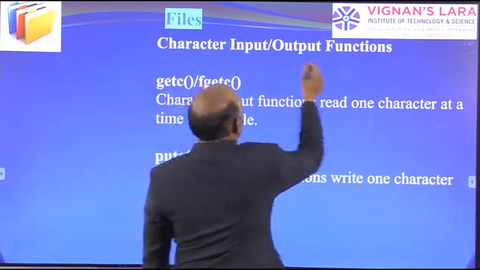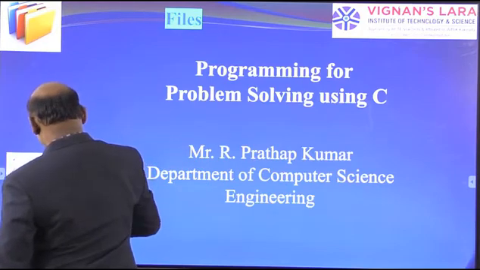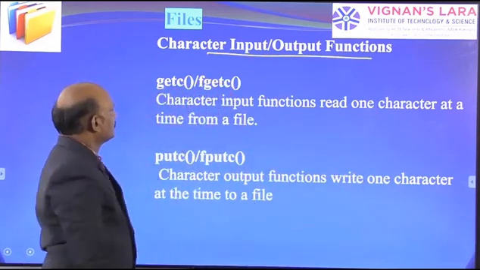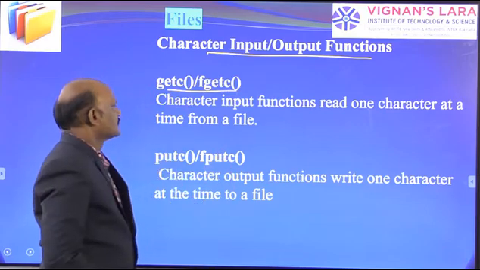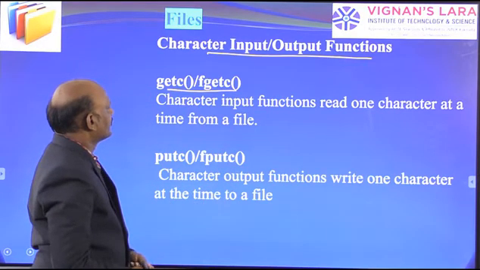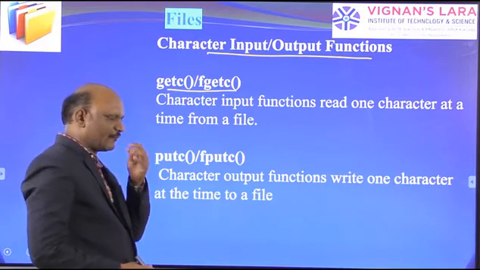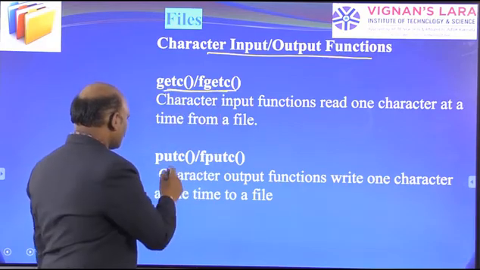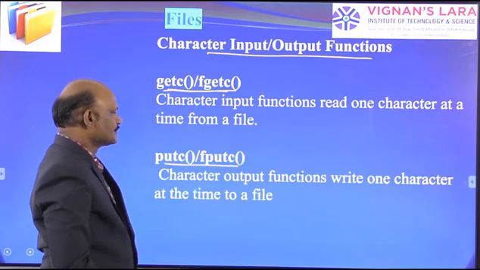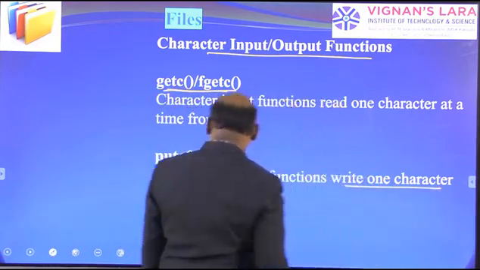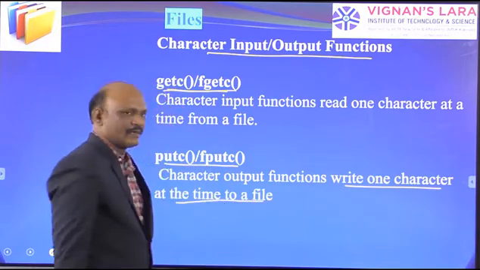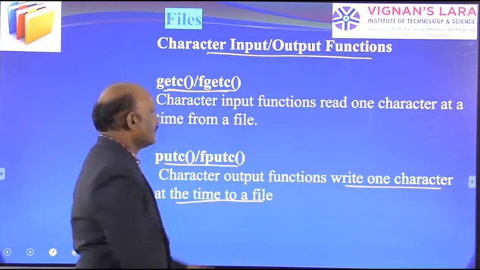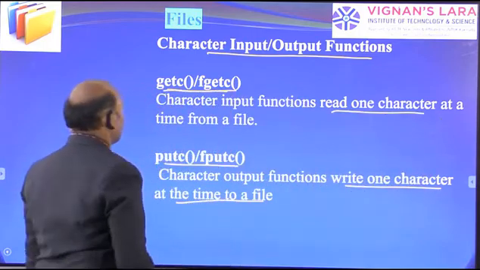Coming to character input output functions. Here, getc or fgetc is used for reading a character from a file. To read one character from a file, we can use getc or fgetc. Another function, putc or fputc, is used to write one character into a file. So fgetc is for reading one character from the file, and fputc is for writing one character into the file.